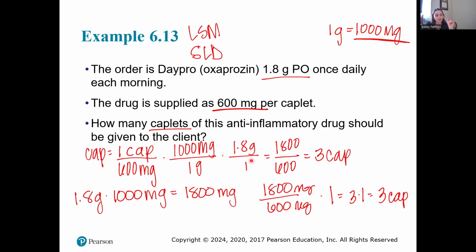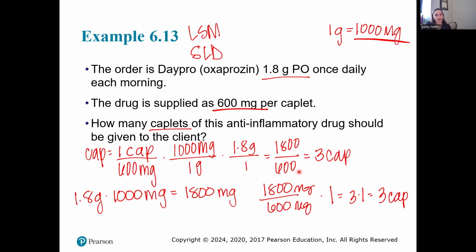I'm left with caplets. I've used all the numbers. I've done all the things. 1,000 times 1 times 1.8 is 1,800. 600 times 1 times 1 is 600. Divided is 3 caplets, capsules, whatever.